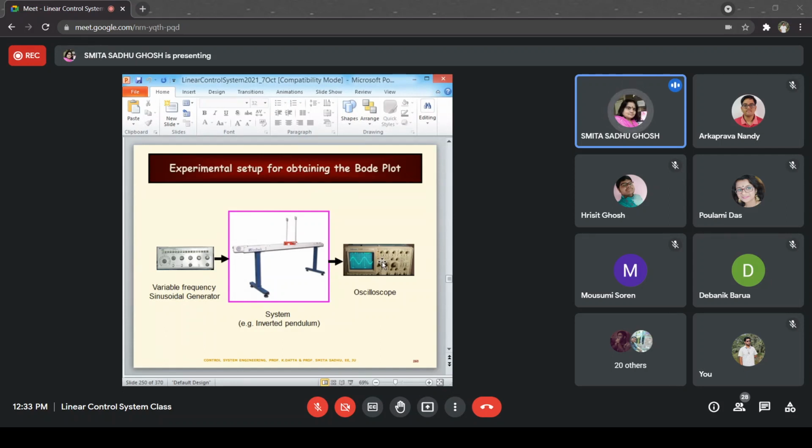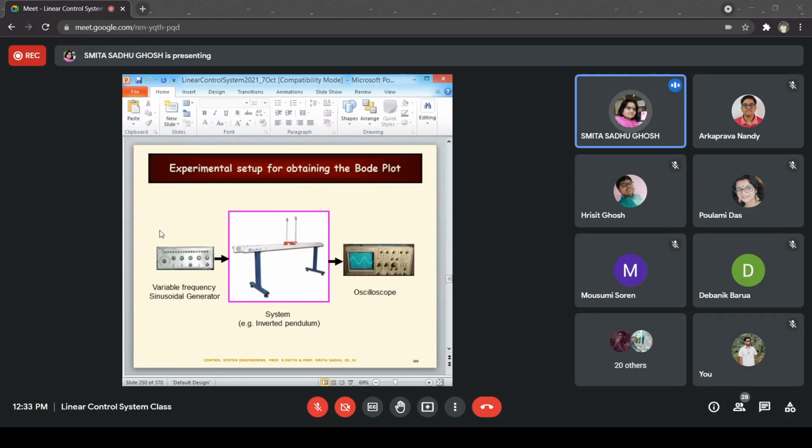So the first of the two plots that I've mentioned is the magnitude versus frequency plot. In order to obtain the magnitude versus frequency plot, as well as the phase versus frequency plot, what is required is that the system is excited by using a variable frequency sinusoidal generator. What this variable frequency sinusoidal generator does is that it generates sine waves. Okay, so sine wave signals are actually generated.